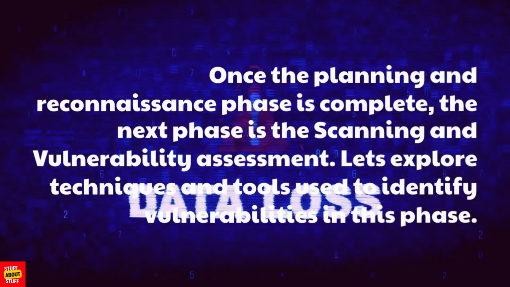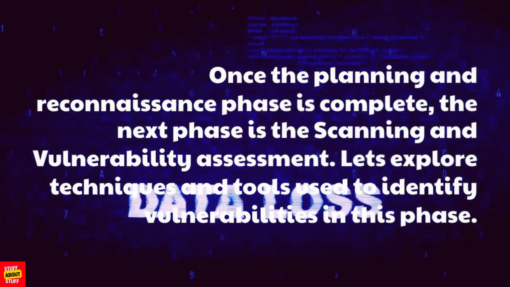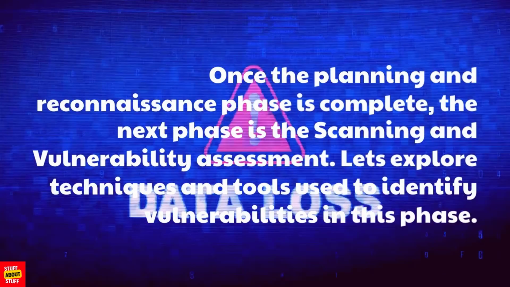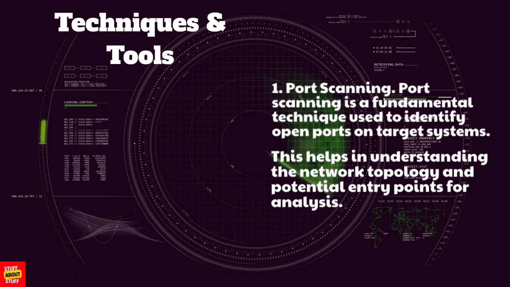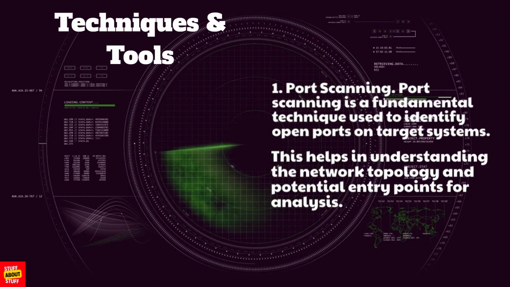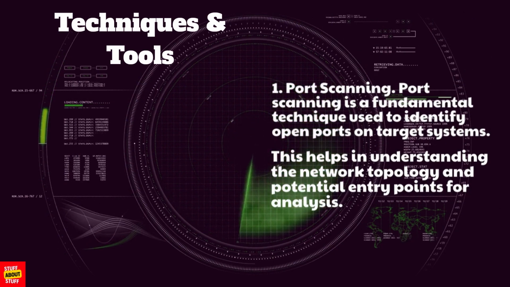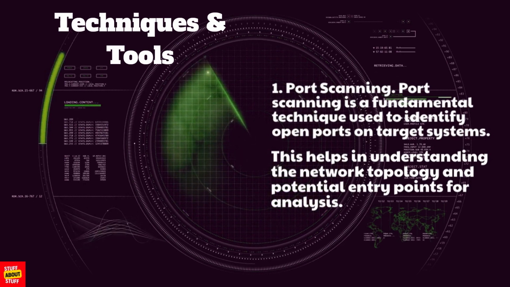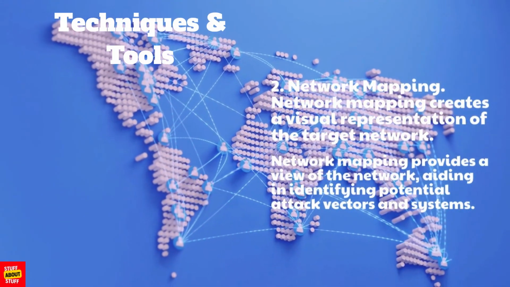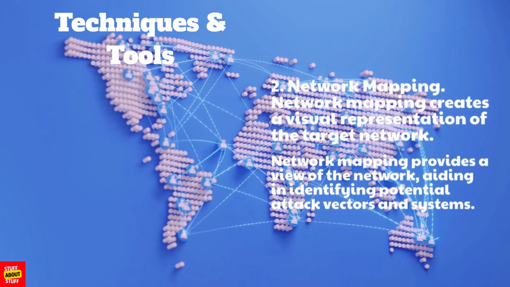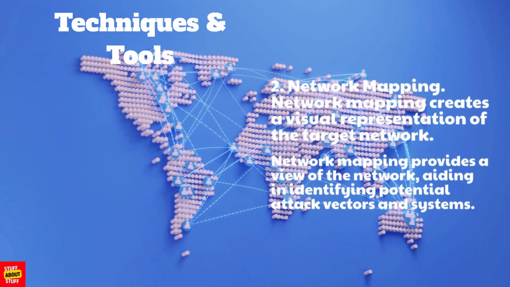Once the planning and reconnaissance phase is complete, the next phase is the scanning and vulnerability assessment. Let's explore techniques and tools used to identify vulnerabilities in this phase. 1. Port scanning. Port scanning is a fundamental technique used to identify open ports on target systems. This helps in understanding the network topology and potential entry points for analysis. 2. Network mapping. Network mapping creates a visual representation of the target network. Network mapping provides a view of the network, aiding in identifying potential attack vectors and systems.